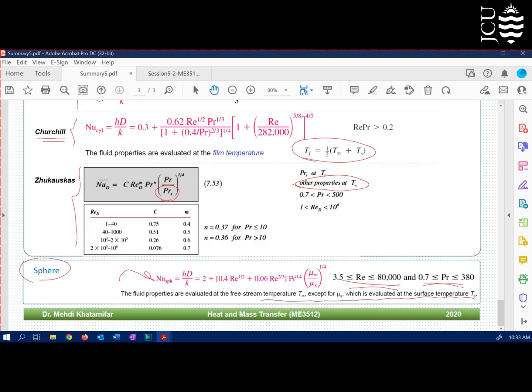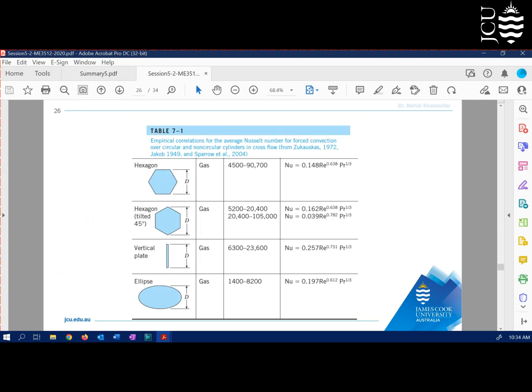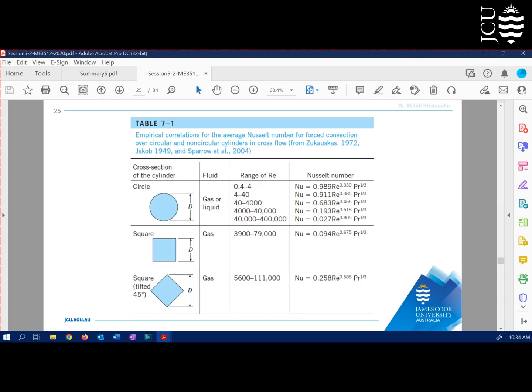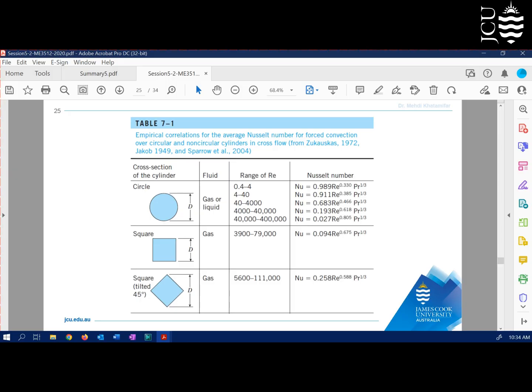So the main geometries are going to be flat surface, cylinder, or sphere. For the others, you may go back to our lecture notes, where I gave you a table for other geometries, like a square, tilted square, hexagonal, tilted one, vertical plate, and ellipse geometries. For those cases, we also have some experimental work to show what the Nusselt number is for what range of Reynolds number for what type of fluids. So don't directly say, okay, we don't have a formula. You need to check the tables available. For example, if you have a project working with square geometry or tilted square geometry, you can directly use this Nusselt number formula, and you don't need to approximate using cylinder or other geometries or flat surfaces.